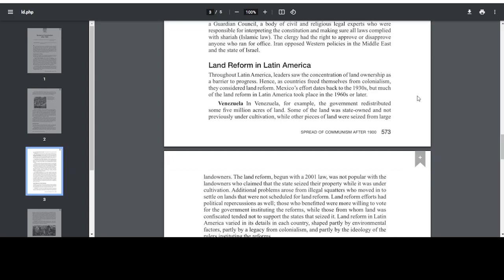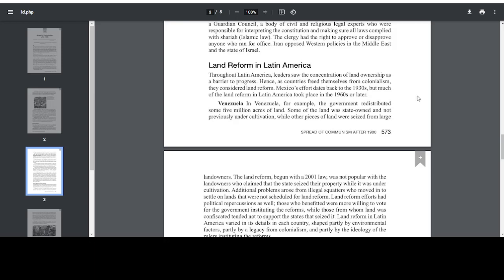Land reform in Latin America. Throughout Latin America, leaders saw the concentration of land ownership as a barrier to progress. Hence, as countries freed themselves from colonialism, they considered land reform. Mexico's efforts dated back to the 1930s, but much of the land reform in Latin America took place in the 1960s or later. Venezuela. In Venezuela, for example, the government redistributed some 5 million acres of land.